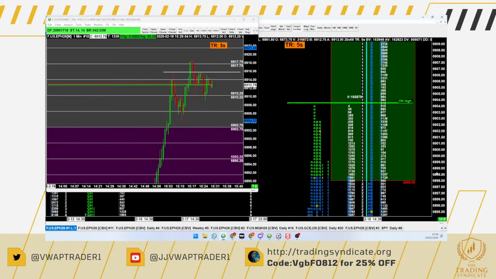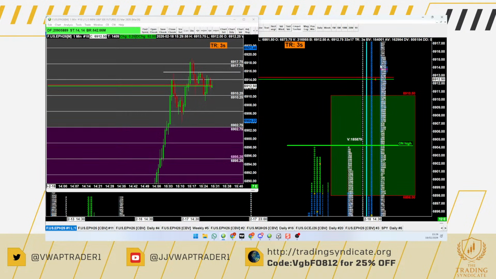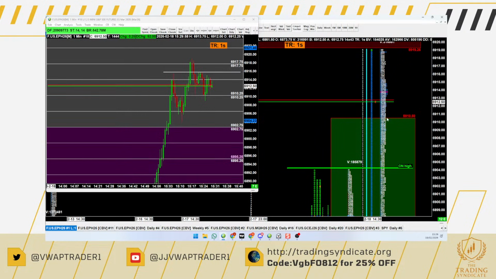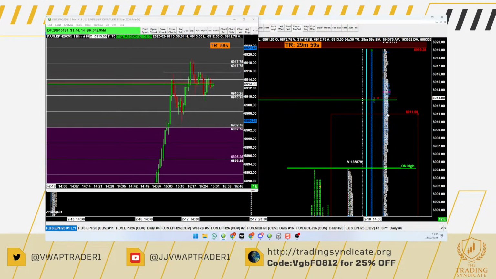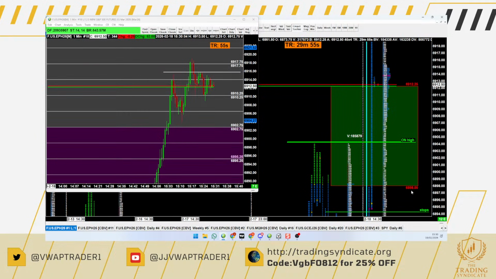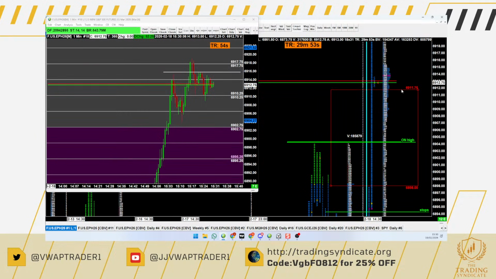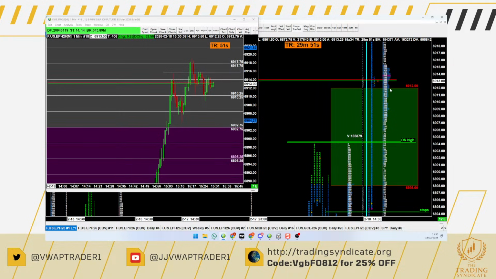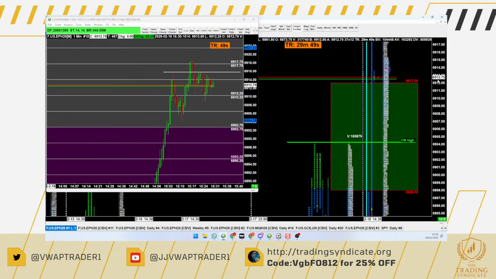Single prints are single letters in between two distributions in a market profile. That's all. So there's your single prints. 68.98 to 69.12. They're going to backfill some of these, and then you're going to find the bid.